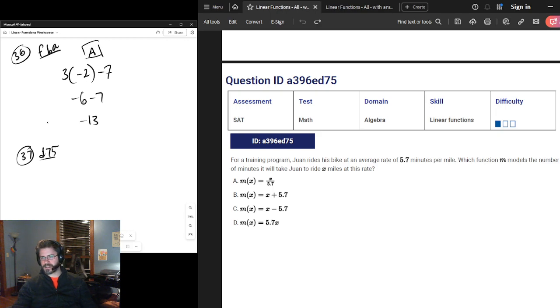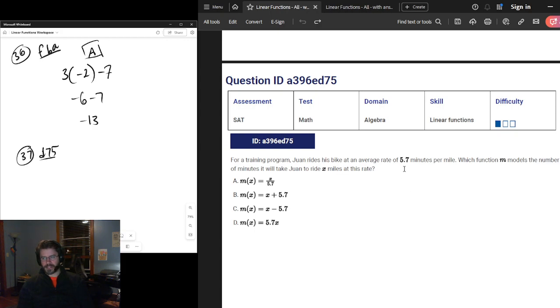All right, we got all of our answer choices for number 37, D75. All of our answer choices are linear functions themselves. So looking at the differences, a strategy there is to look at the slope and see how they're different. Look at the y-intercept and see how they're different. And let's find those things here.